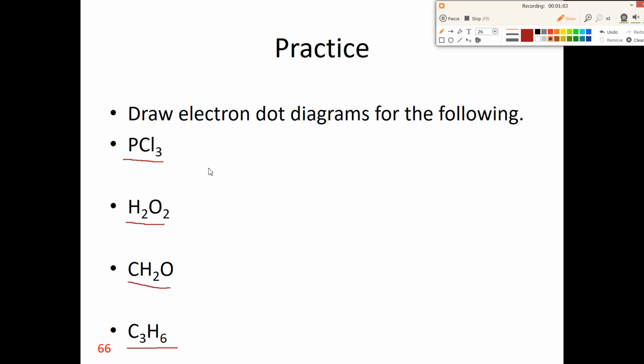So for example, there's phosphorus trichloride. You need to compare which one is central. Check the periodic table to figure out which one is the central atom. In the periodic table, phosphorus and chlorine: phosphorus is on the left-hand side. So phosphorus is the central atom. So we have a central atom, then we have terminal atoms. This means the terminal atoms should be around the central atom.